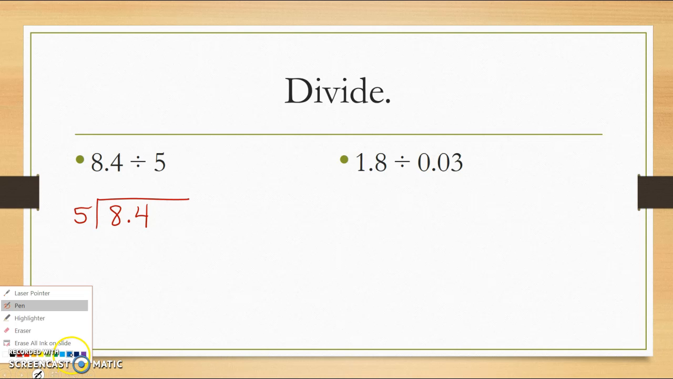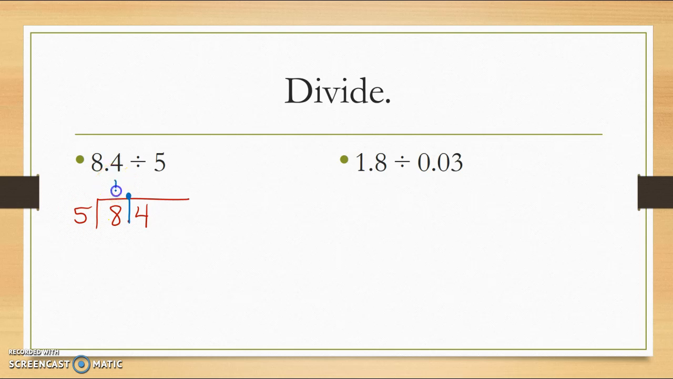What we have to look for is whether our outside number is a whole number. So is our divisor a whole number? In this problem, 5 is a whole number. We don't have to worry about it, so we don't have to move our decimal anywhere. We're going to move that straight up into our quotient, which is the answer to a division problem. And now since we've got that decimal placed in our answer, we don't have to worry about it anymore. So now we're just ignoring it. It doesn't exist, and we're going to do regular long division.